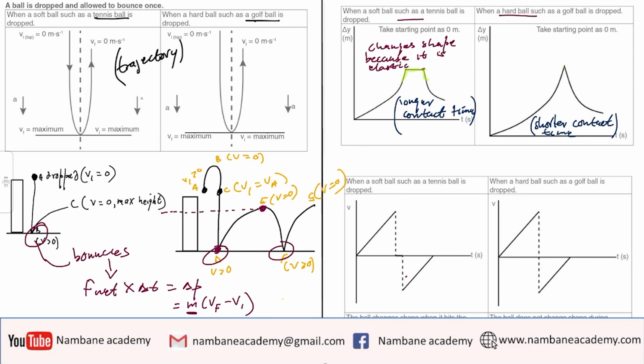These questions we do ask in terms of you being expected to draw a position versus time graph. So this one, ladies and gentlemen, does not change shape. Why? It is rigid. Because of that, now it is not changing its shape. That is the reason why the contact time is very short.